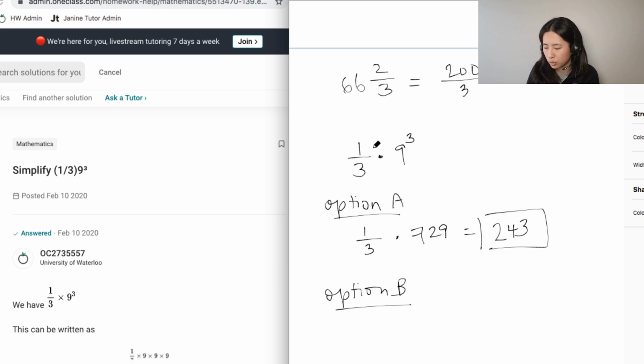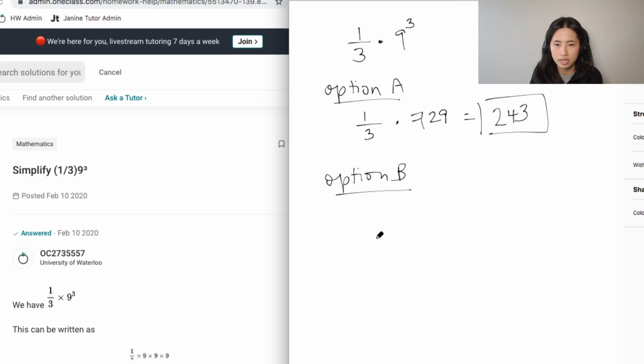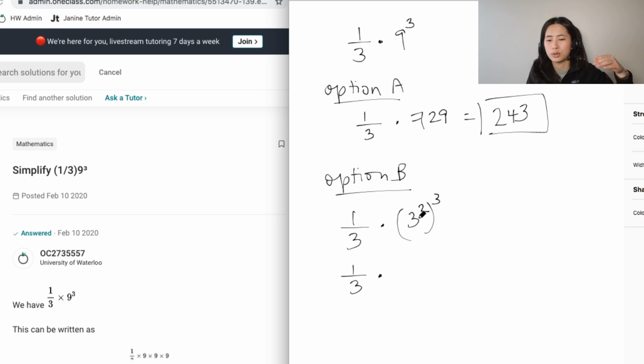express 9 cubed this way. So you have 3, and this is going to be squared, right? And why is it 3 squared? Because it's 9, right? And then on top of that, you have this 3 as a power. So you take 1 over 3, and because based on exponent laws, you're supposed to multiply 2 times 3, you're going to have 3 raised to the power of 6.